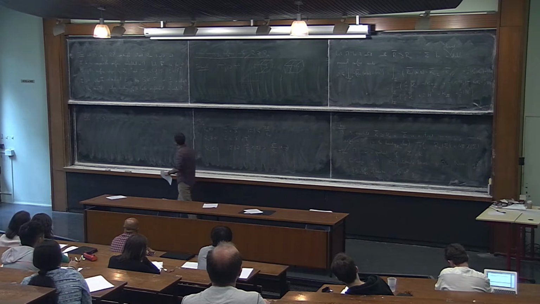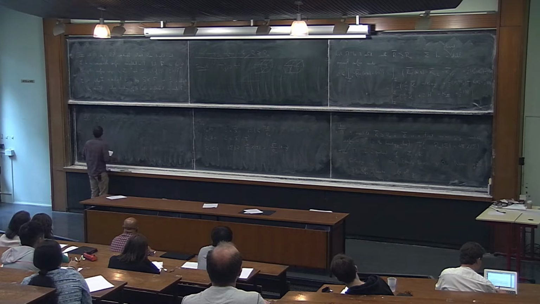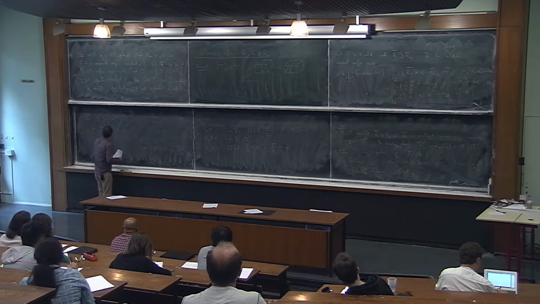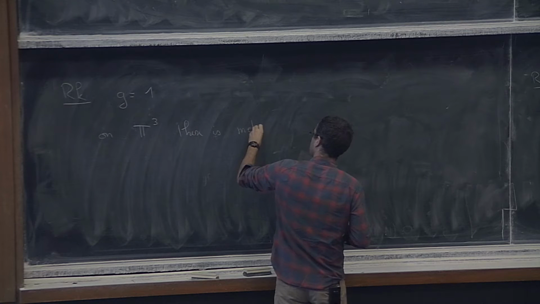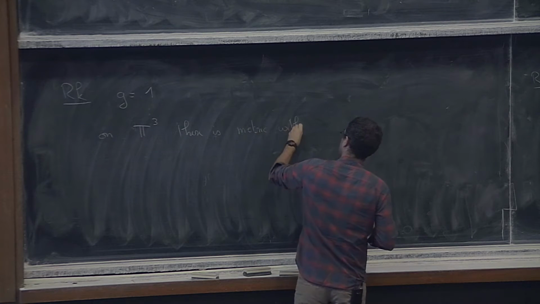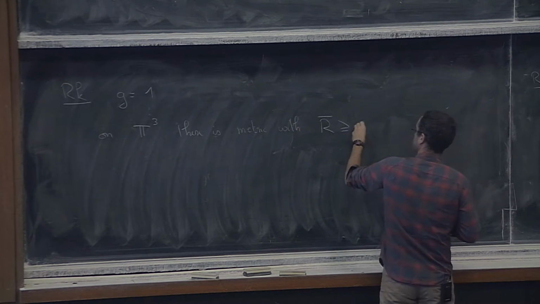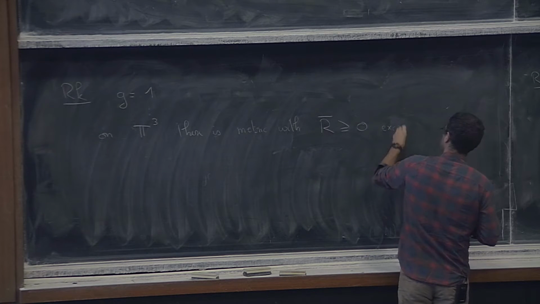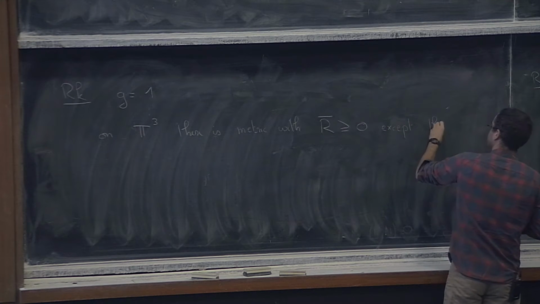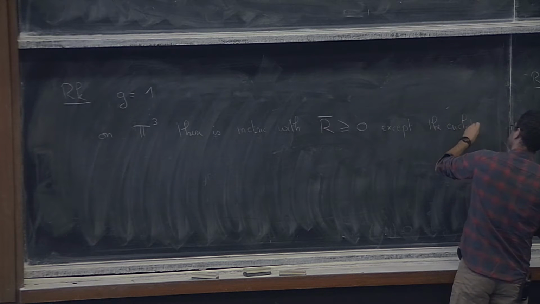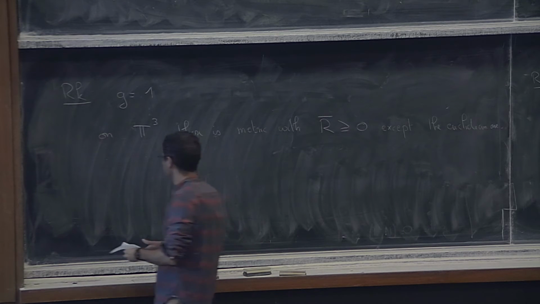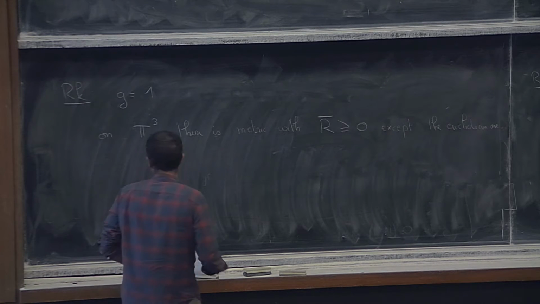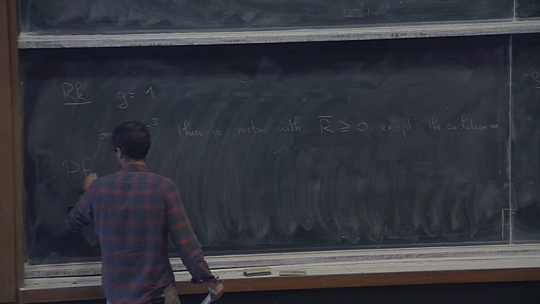Okay. So G equals 1 implies that on T^3 there is no metric with R bar larger than 0 except the Euclidean one. So okay, let's start the proof of this.